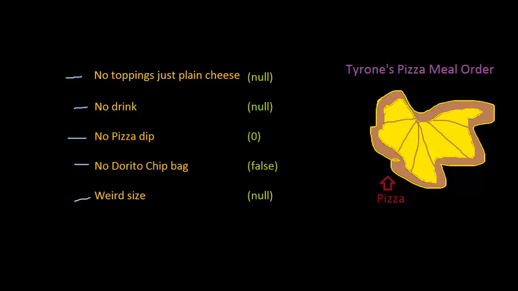As you can see, the 3 toppings are set to null. That's why there's just a plain cheese pizza. There's no drink, as the drink option is set to null as well. The Dorito chip bag is set to false. The size is null, and the number of dips is set to 0.